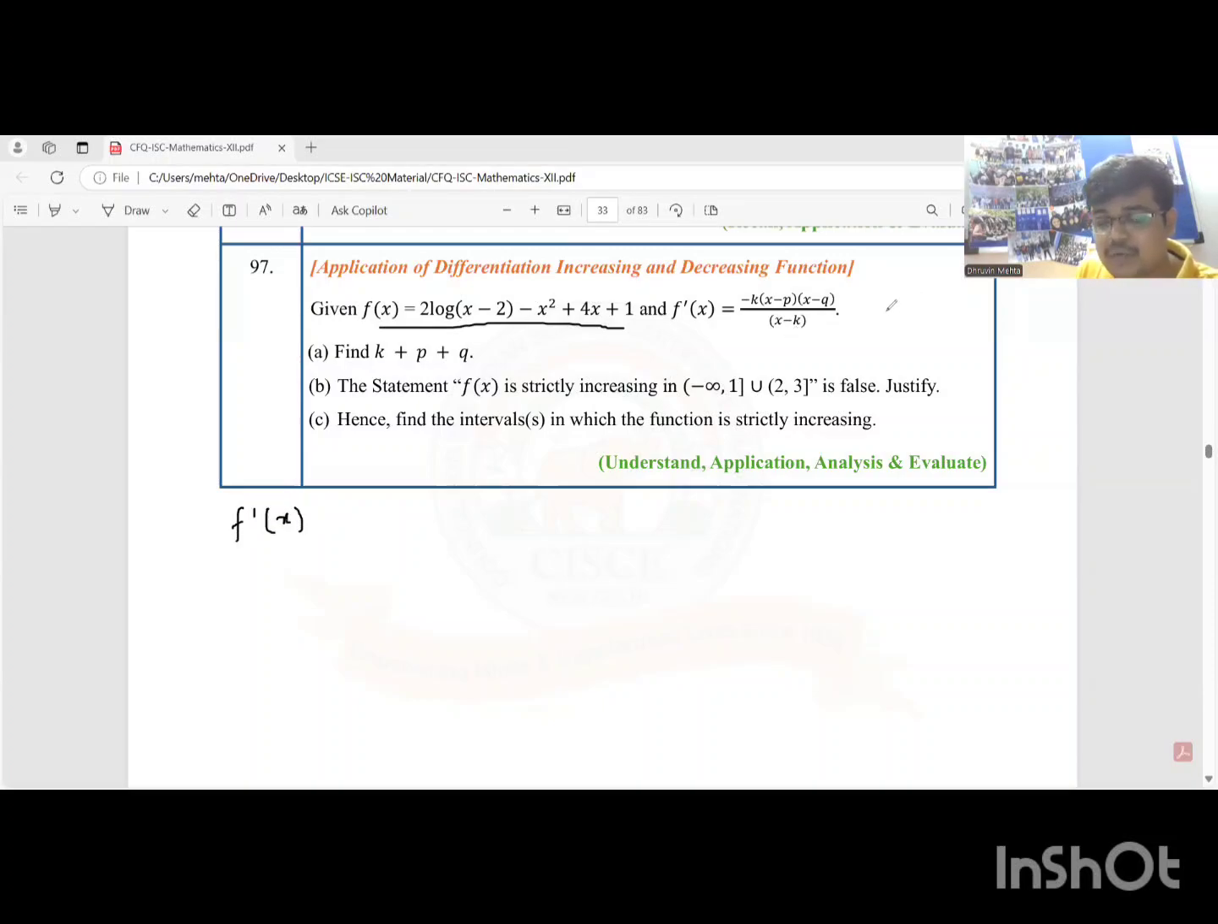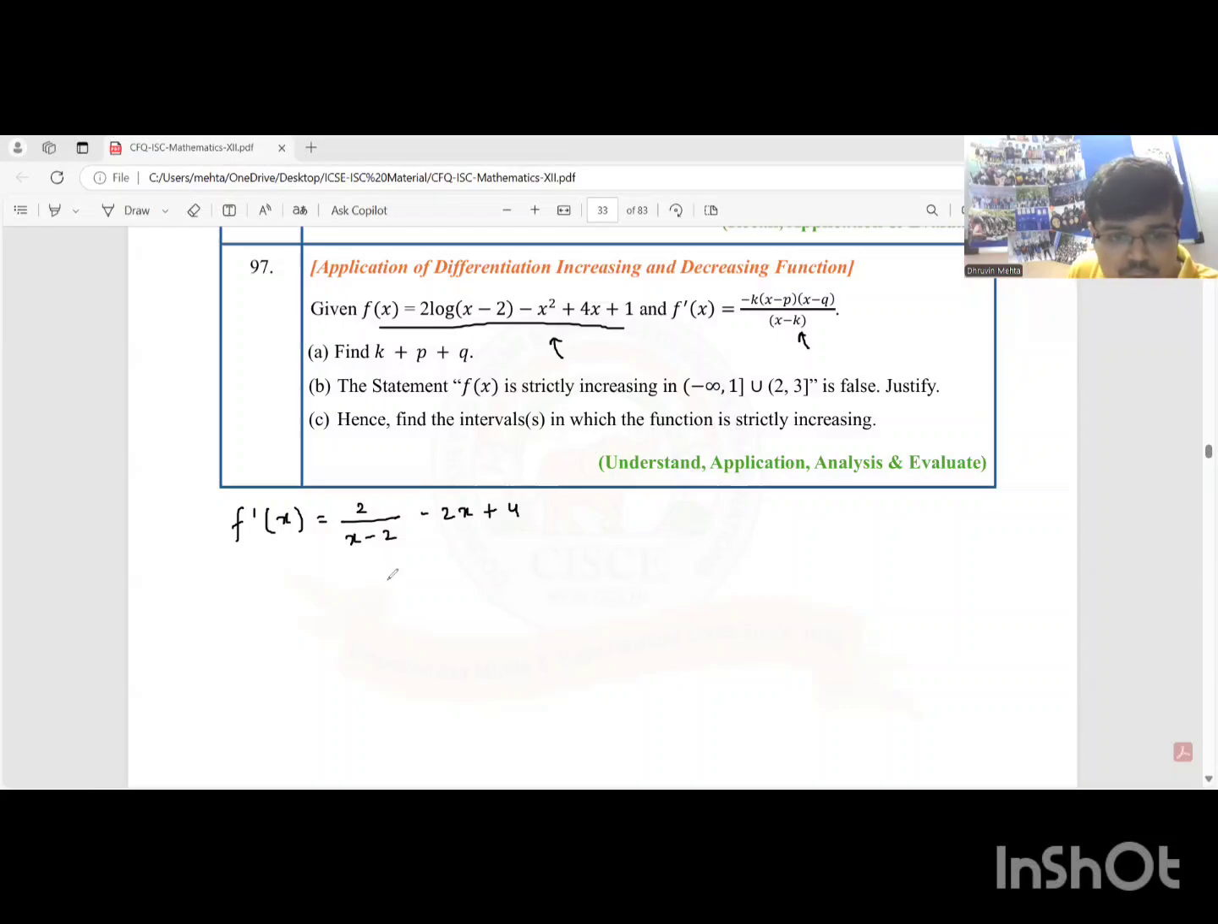You must be thinking they've given the derivative, but that derivative has unknowns p, q, and k. So we'll find the derivative from here. We'll compare it with this, and we'll find p, q, and k. So over here, students, the derivative is 2 log x minus 2. The derivative of that will be 2 upon x minus 2, minus derivative of x square is 2x, plus derivative of 4x is 4. Derivative of 1 is 0.